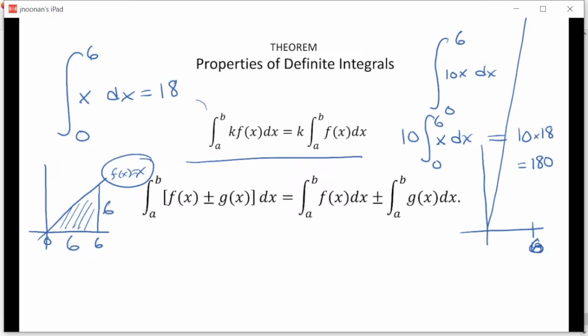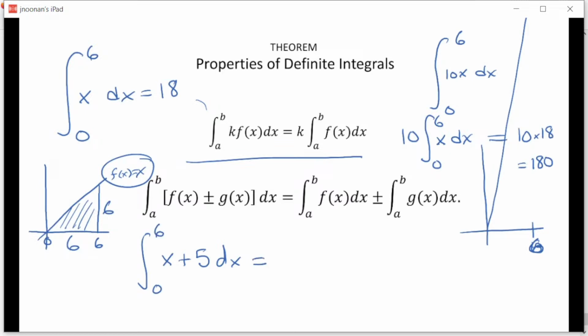So that's one thing you can do to make life easier for yourself. Another thing you could do is you can use this property here that says that if you have two functions, the integral a to b, of x plus 5. Oh, sorry. I should have put something other than a and b. Hold on a sec. How about this? 0 to 6.